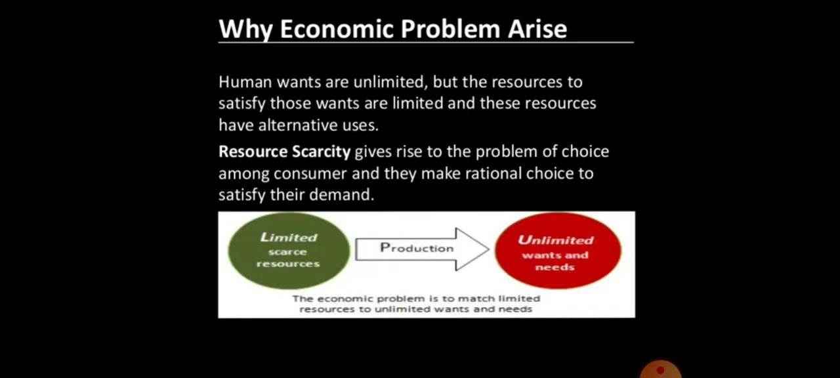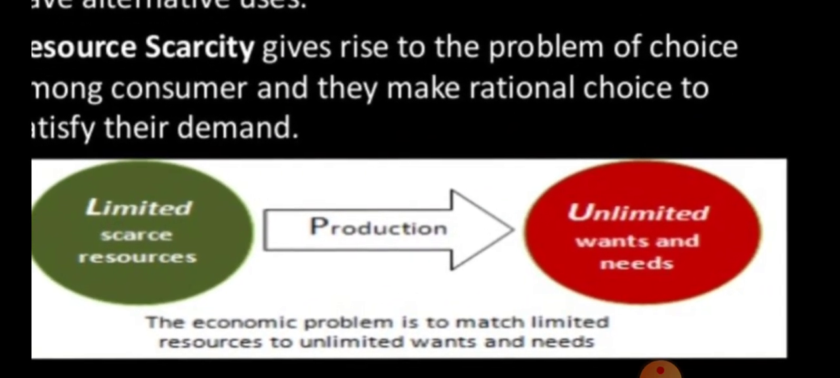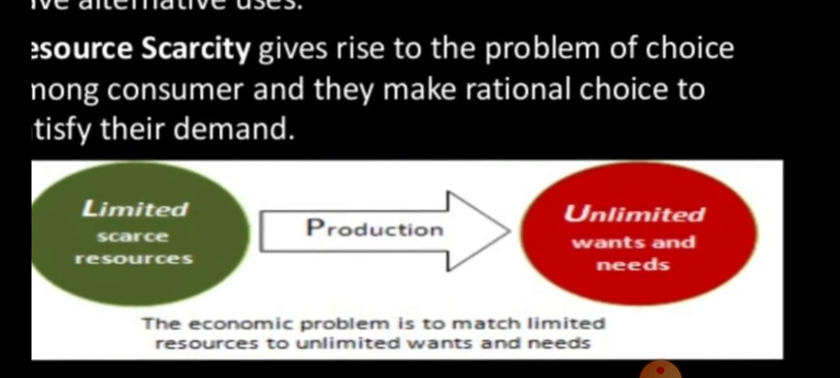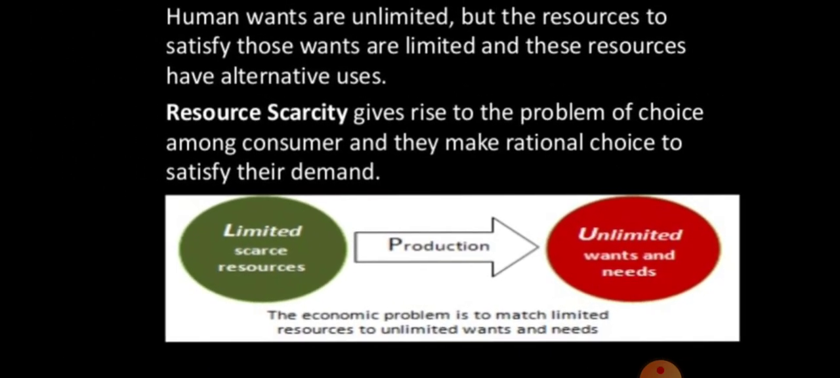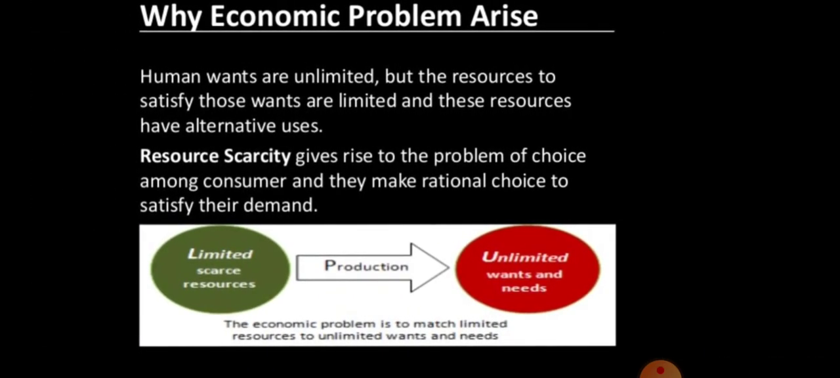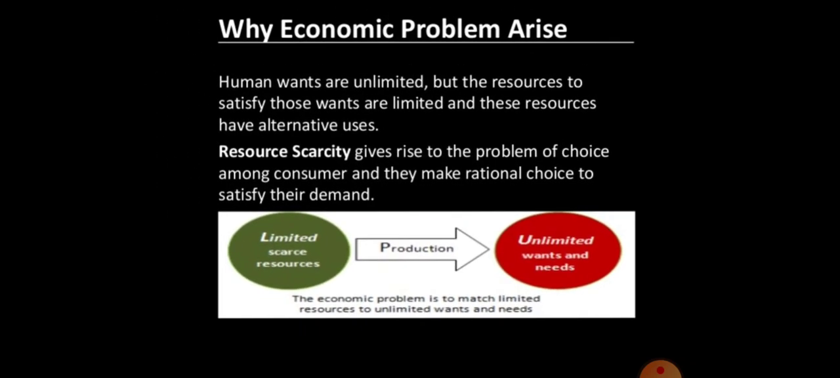So you see why economic problems arise. Resources are limited, right? And we have unlimited wants and needs. So the economic problem is limited resources against unlimited wants and needs. Human wants are unlimited, but the resources to satisfy those wants are limited, and these resources have alternative uses.